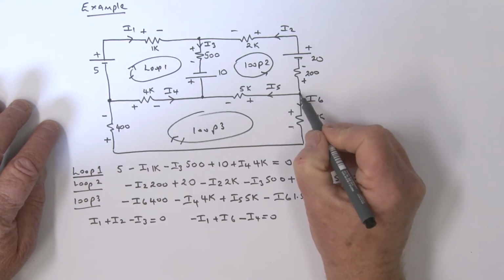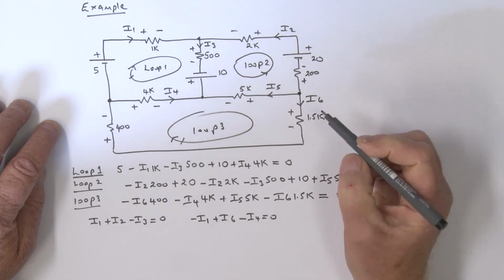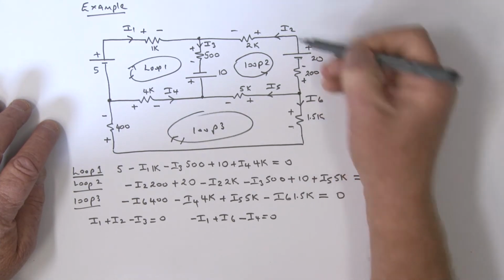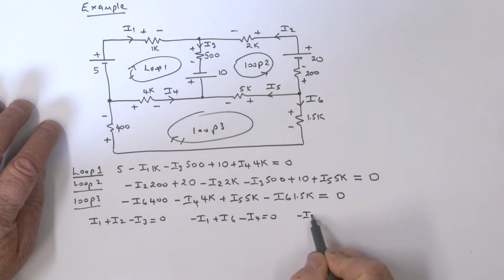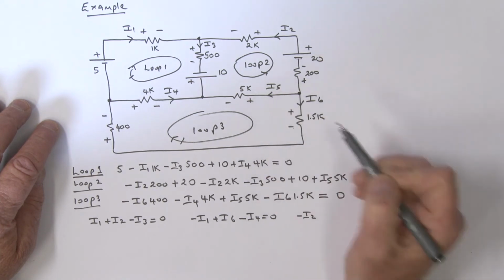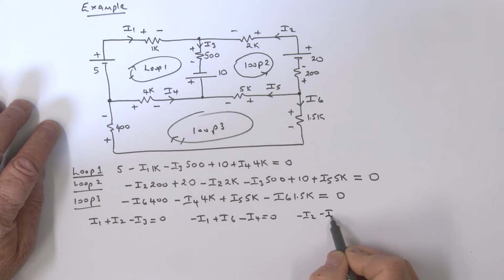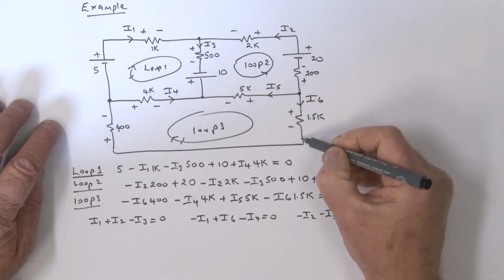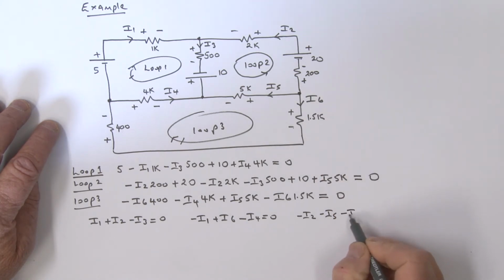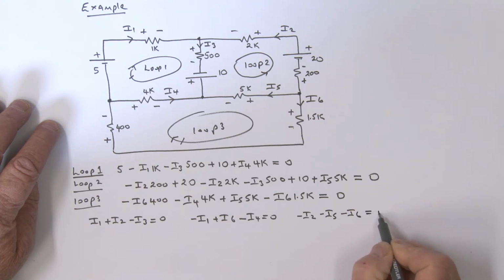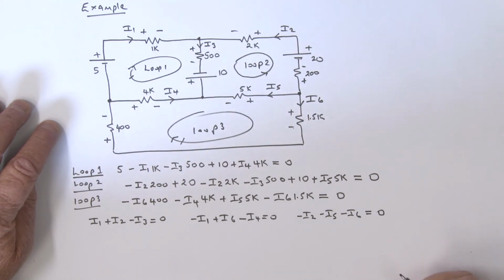Okay, let's look at this node over here, and we'll see what's happening there. Well, I2 is going out, so that's a minus I2. I5 is going out, isn't it? So it's a minus I5. And then I6 is also going out, so it's a minus I6. And all of that is equal to 0.